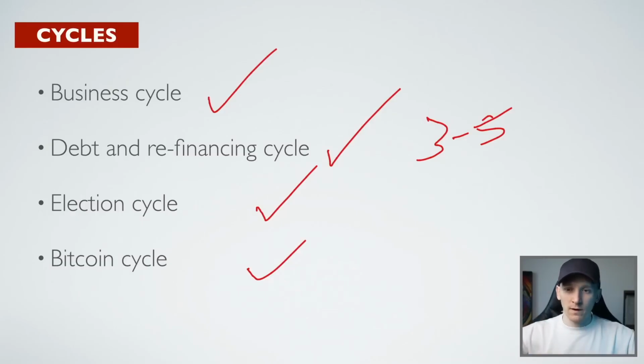So you have the Bitcoin cycle as well. That happens every 4 years. This just happens to coincide with debt, and elections happen to be around 4 or 5 years.